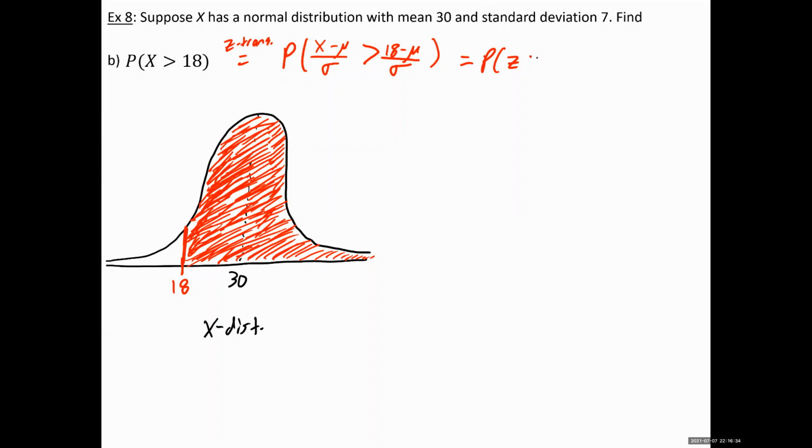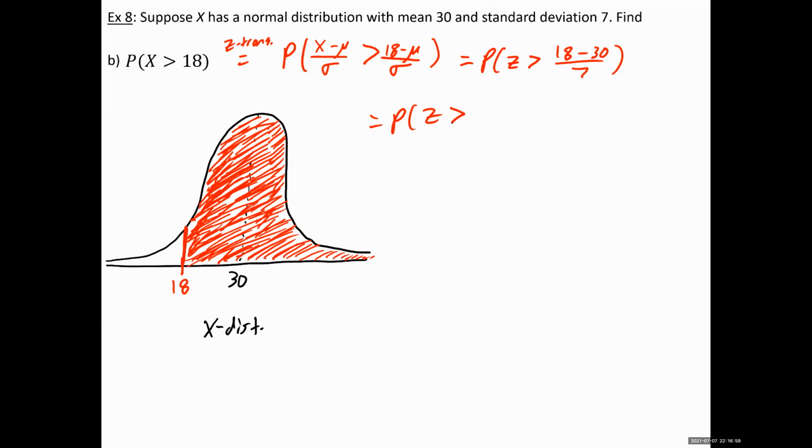The other side, because we see the number 18, there's a number there. I'm going to plug in the numbers for mu and sigma. Mu is 30, sigma is 7. I'm going to calculate that. Okay, 18 minus 30, you got to do, and then get the answer, and then divide by 7.